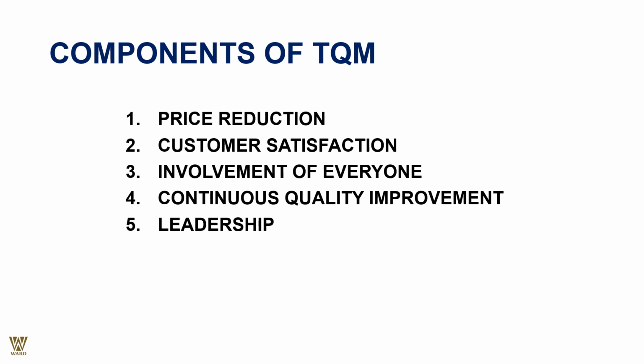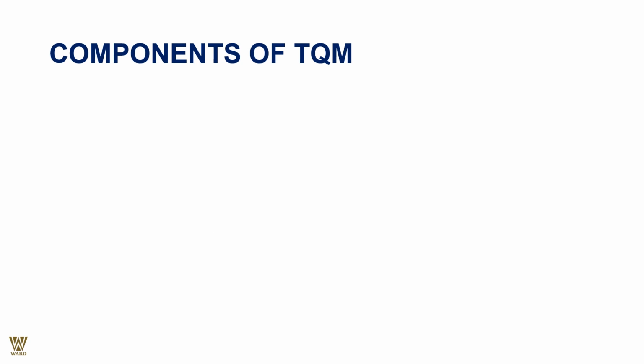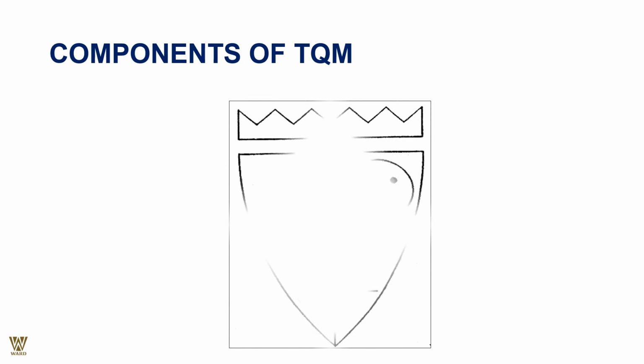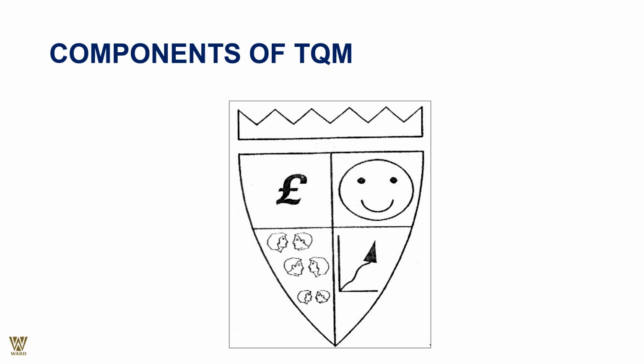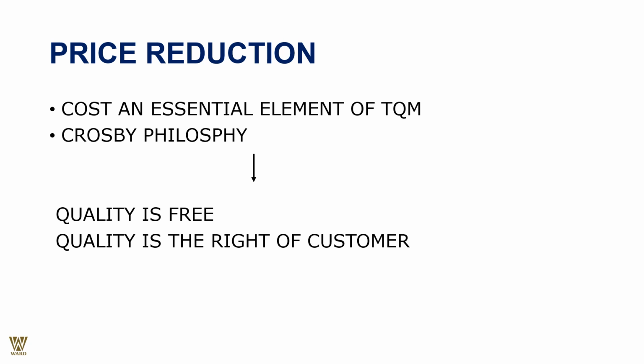This can only be done if there is strong leadership at the helm of the company. So the components of total quality management are price reduction, customer satisfaction, involvement of everyone, continuous quality improvement, and leadership. Let us look at the components of total quality management, and how do we go across it. We are talking about price reduction.